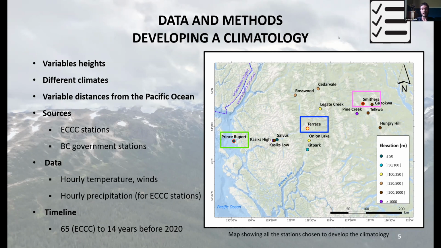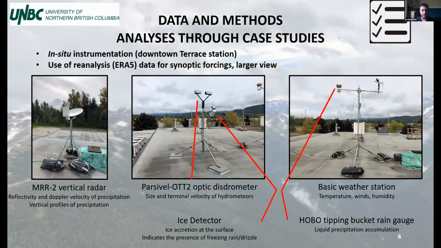Also, to put more emphasis on the precipitation and the local conditions that we observe at Terrace, we installed a weather station for that. So we use multiple instruments that we installed on the rooftop of the UNBC campus at Terrace. So we have a vertical radar for precipitation velocity, the Doppler velocity, and the reflectivity on the vertical profile. We have an optical disdrometer for particle size and speed. We have an ice detector for ice accretion at the surface. We have a HOBO tipping bucket rain gauge for liquid precipitation accumulation. And then we have basic temperature, wind, and humidity sensors.